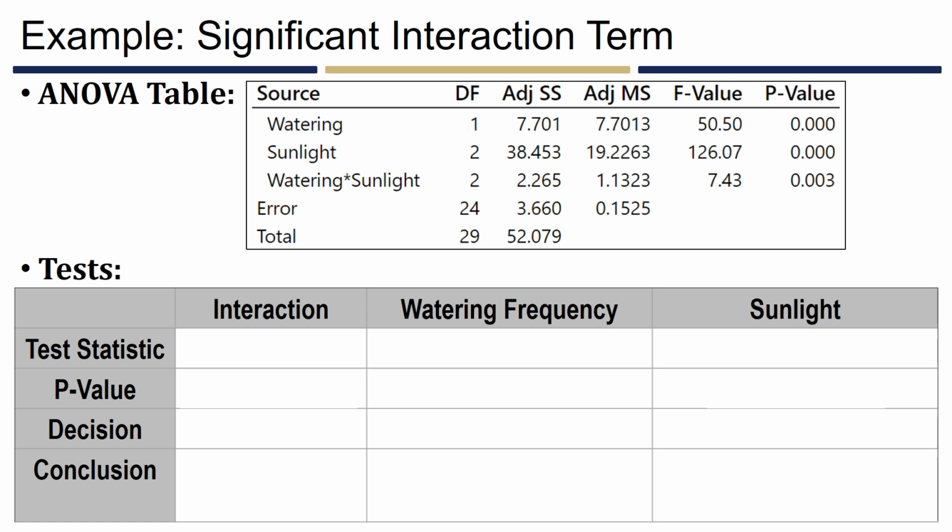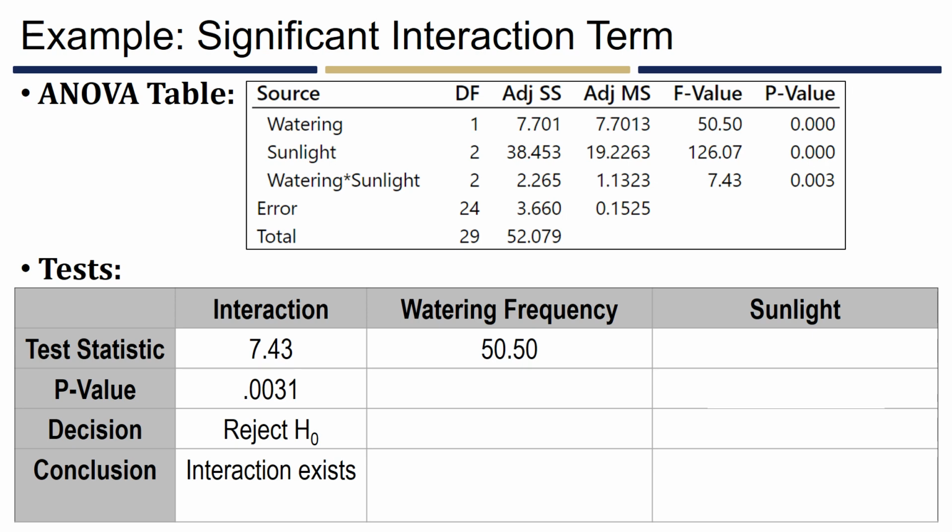So let's start to work through each of these tests. For the interaction test, we have a test statistic of 7.43, which corresponds to a p-value of 0.0031. We'll reject the null hypothesis and conclude that a significant interaction between watering frequency and amount of sunlight does exist.